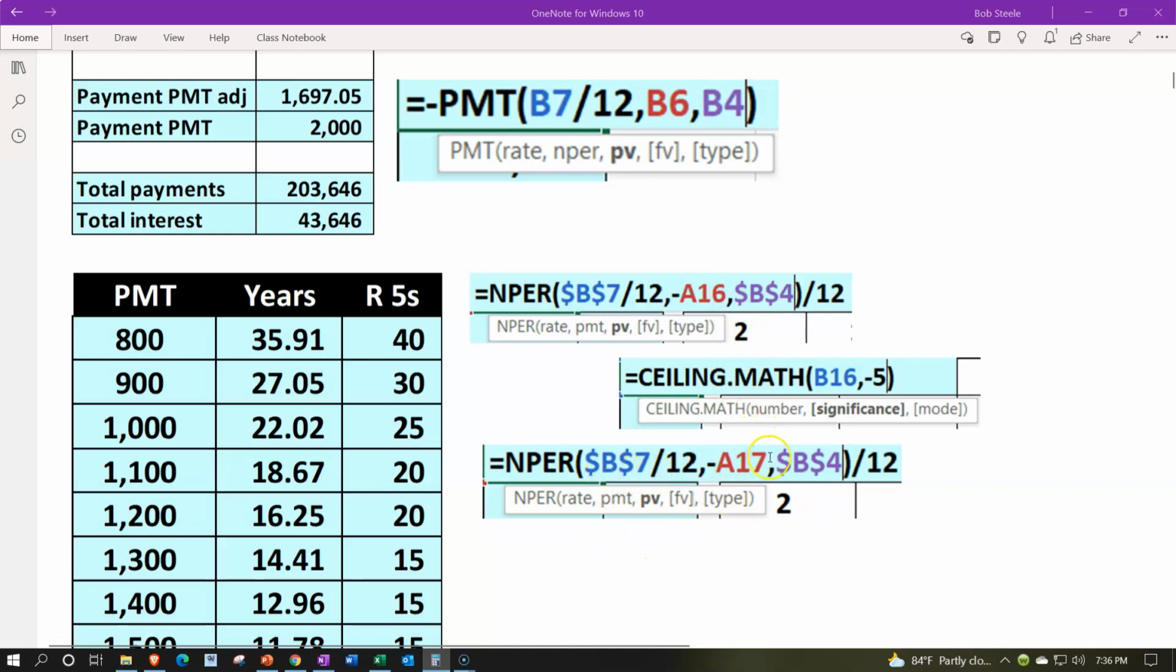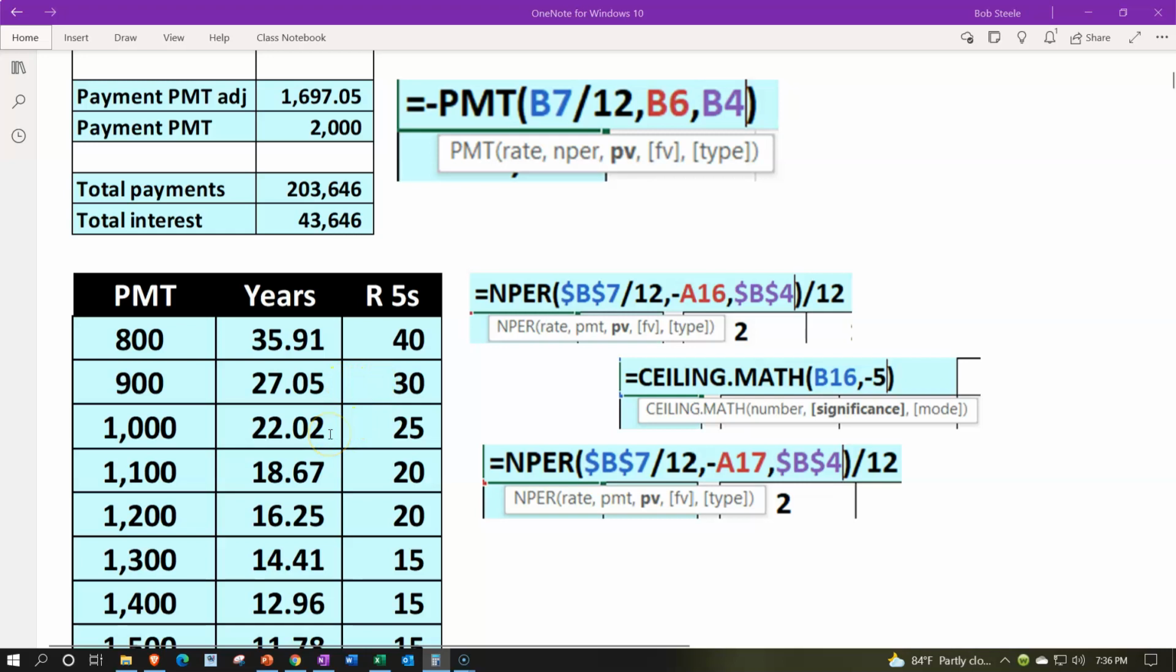This one changed from 16 to 17. Because we copied it down, that being now the 900, comma, then the present value, the loan amount, it absolutely has not changed because of the $, divided by 12. That one gives us the 27.05, which if we round up to increments of 5 would be 30.